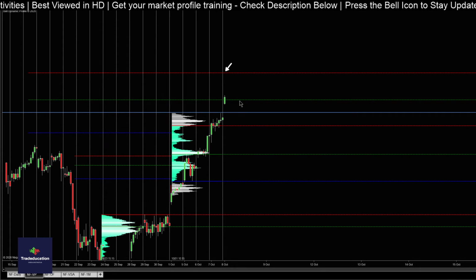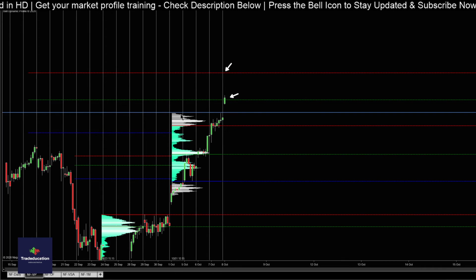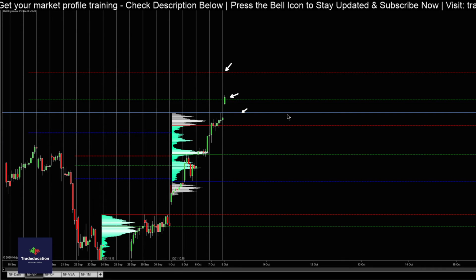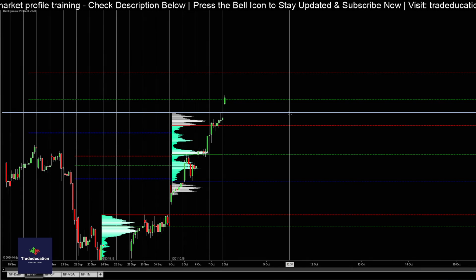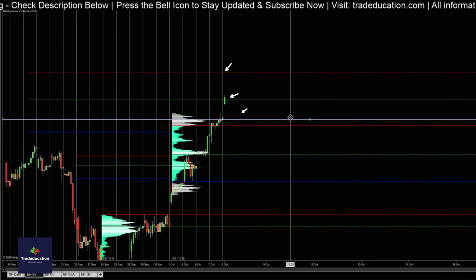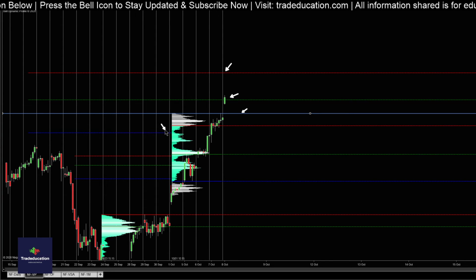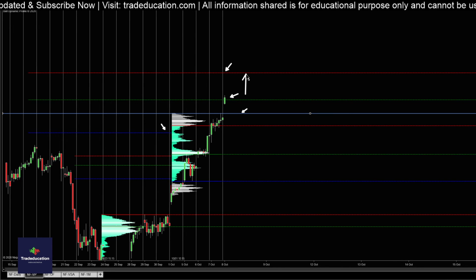So if you see, this is the value area high, this is the VPOC, and I think this would be the value area low. Let me just remove this. Sorry, this is the value area low. Okay, so I'm just looking at the auction just halted around the VPOC, and if there is continuation from the buyers, it should tag the value area high, and this is somewhere where we can expect the sellers to step in.